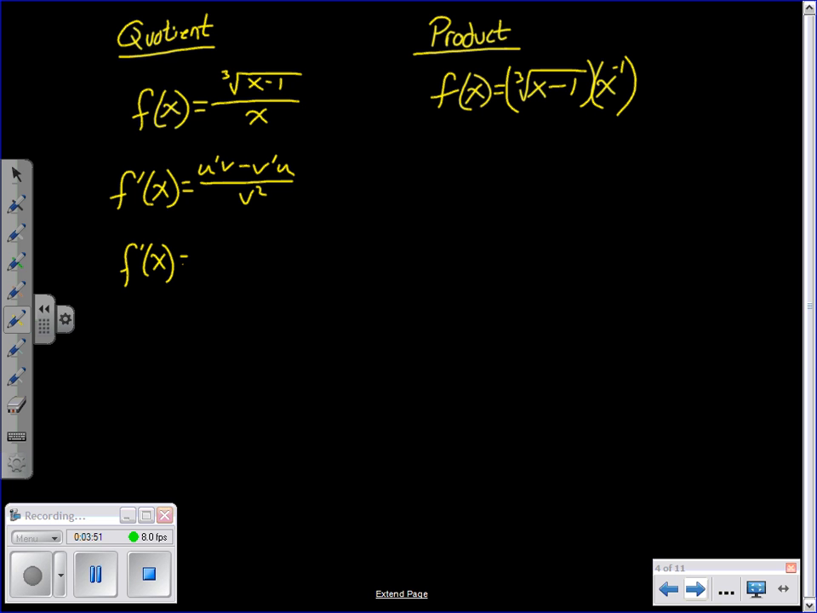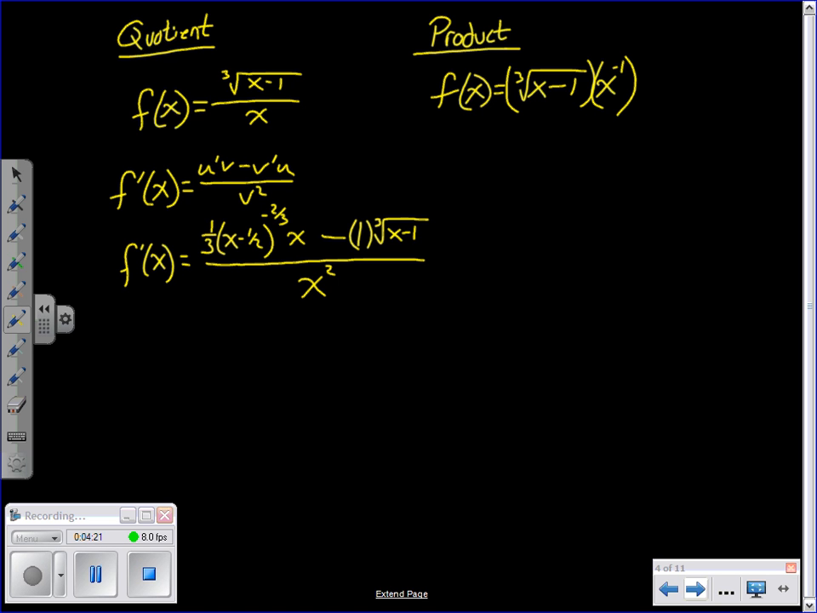So if I replace the top as u and the bottom as v, u prime is going to be 1/3 x minus 1 to the negative 2/3 power, and then that's going to be multiplied by v, which is x, minus v prime is 1, and 1 is going to be multiplied by the cube root of x minus 1. All of that is divided by v squared, so in this case just x squared. So this is my answer using quotient rule.